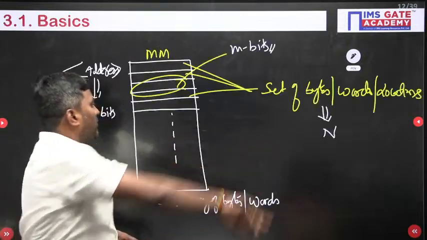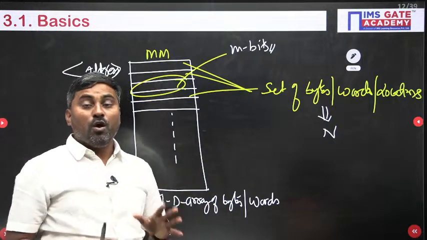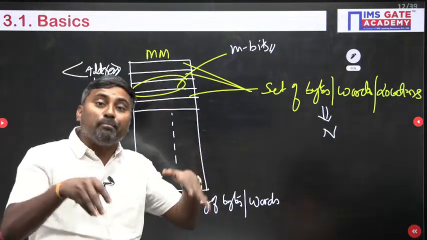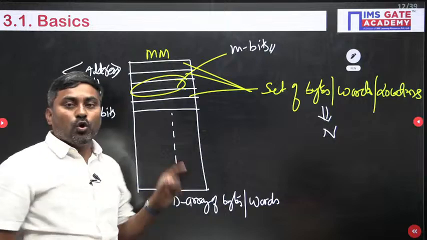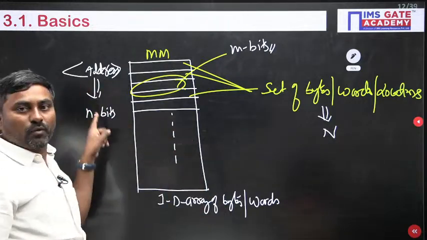Suppose, for example, there are 128 words or 128 bytes in the memory. To address 128 locations, how many bits are required? 7 bits are required.